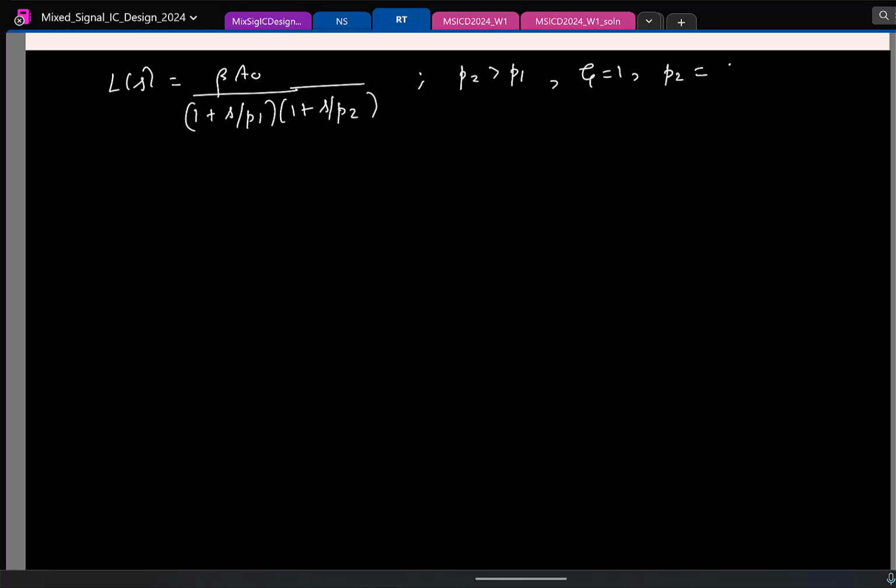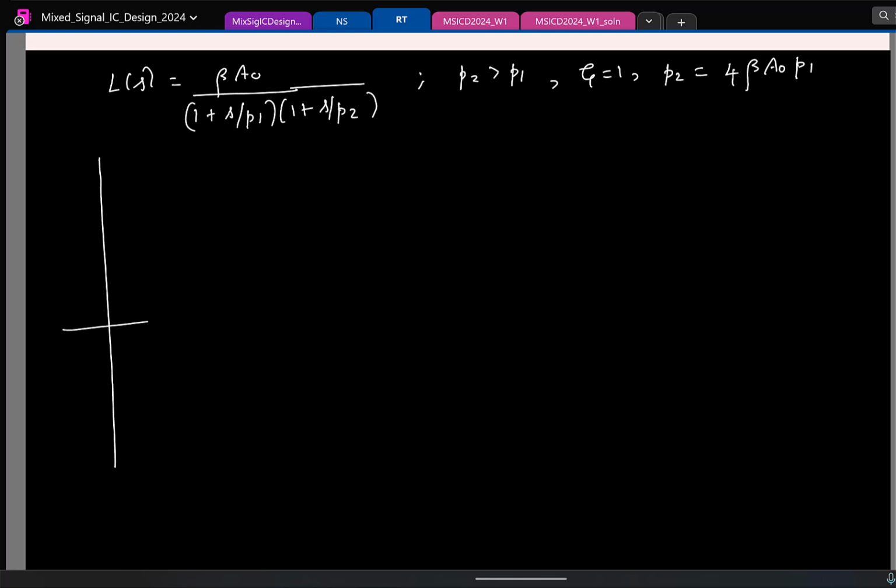So again, let me remind you, loop gain is beta A naught by 1 plus S by P1 times 1 plus S by P2. And I know that to have reasonable stability, my second pole should be greater than the first pole. In particular, to get critical damping, second pole should be 4 times beta A naught P. So let me quickly sketch it.